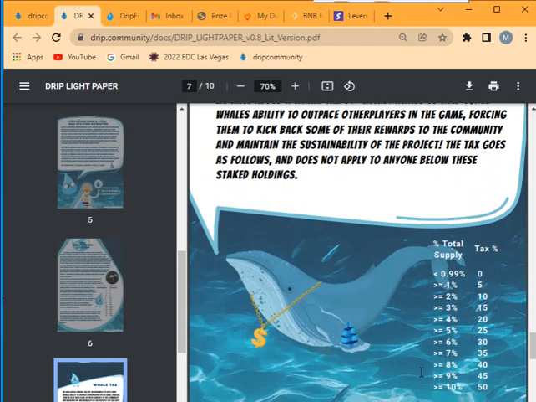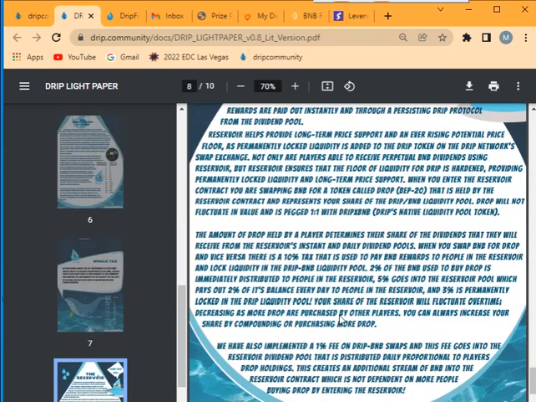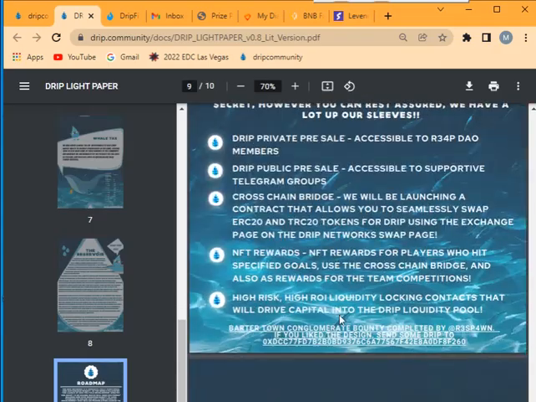Here's the whale tax. If someone has 10% of the total supply, they're going to get charged 50% tax when they try to cash it out. All right, that's it. I'm going to leave that alone. You've seen the white paper.